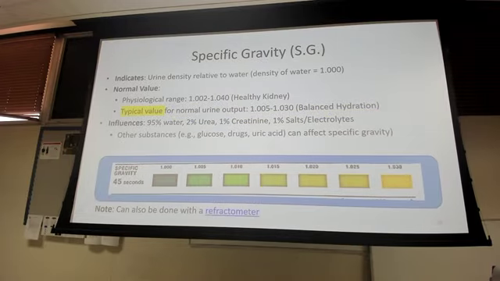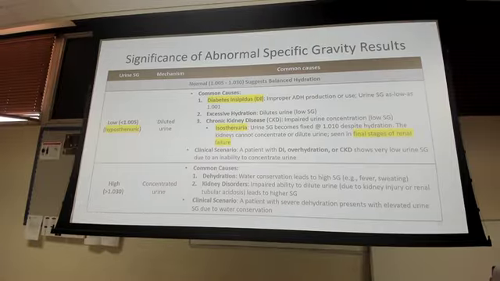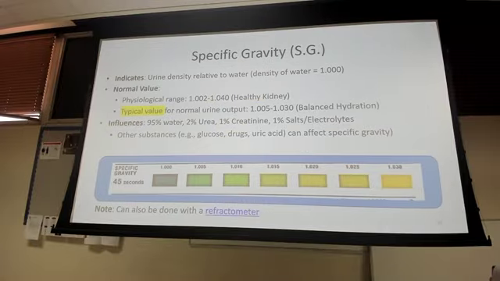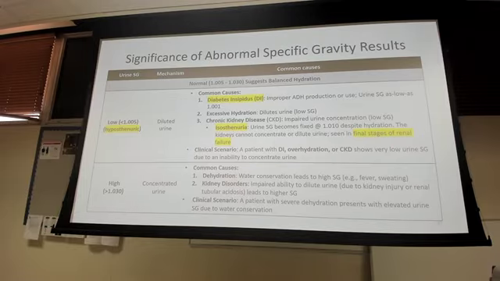All right, we have specific gravity. Your normal values are going to be between 1.005 to 1.030. All right, 1.002 to 1.040 usually indicates a healthy kidney. And it also can be done on a refractometer. You all will not be doing that, but in the lab we will run specific gravities on refractometers if needed.